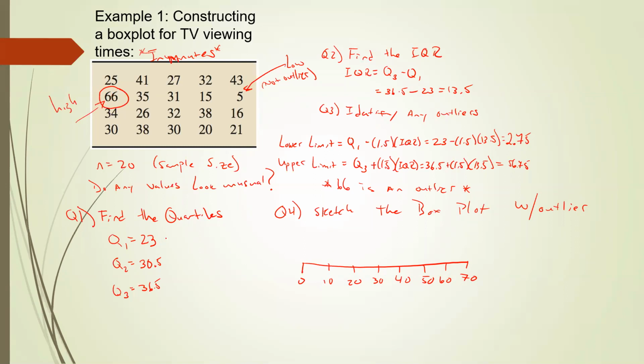If you remember how to do this, go to Q1. Go to the value 23. So I'm going to eyeball it. You're going to draw a vertical line. There's Q1. You're going to go to 30.5. So that's kind of like right here. That's Q2. You're going to go to Q3, which is 36.5. So that's kind of like right here. And this is going to be the main part of your box plot. Right there.